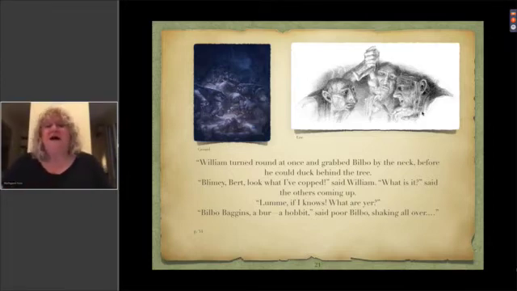"Blimey, Bert, what have I caught?" said William. "What is it?" said the others coming up. "Let me if I knows. What are you?" This is one of my favorite lines. "Bilbo Baggins, a hobbit," said poor Bilbo, shaking all over. And then the trolls, of course, think he's a burrahobbit.